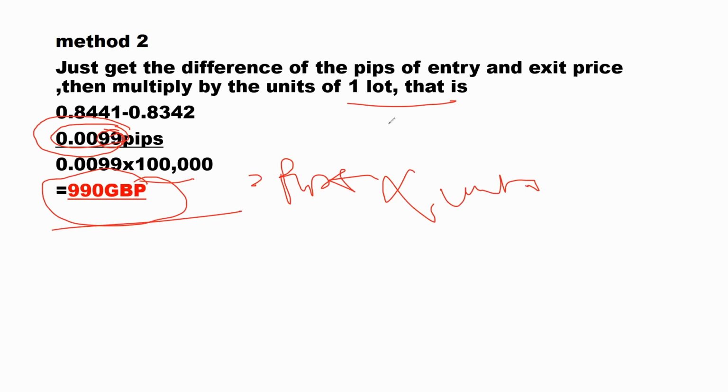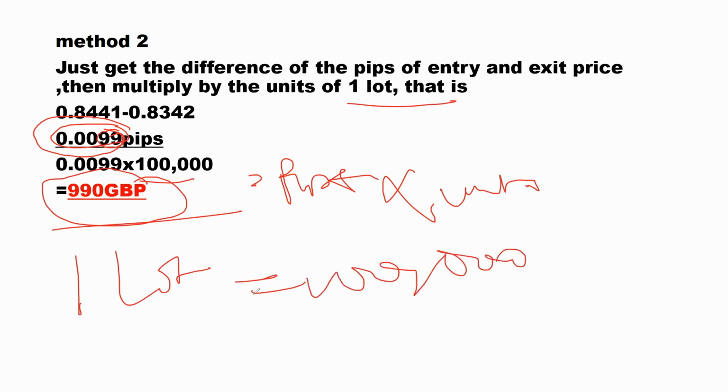Now, someone may be asking, how will I know these units? Do I need to cram them? These units are the same, one lot. For most of them, one lot is the same as 100,000, right? But like I said, these things change a bit, but they're automatically given to you on your trading platforms.